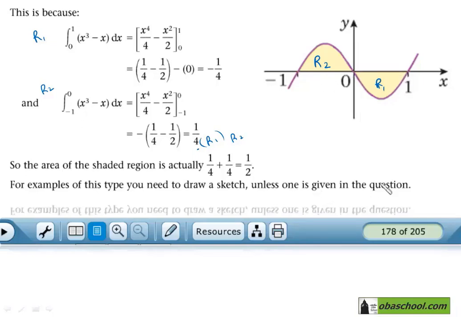Unless it is given in the question. That means sometimes you will be given the curve and you just need to define the region and know when to multiply by minus and then to add the areas.